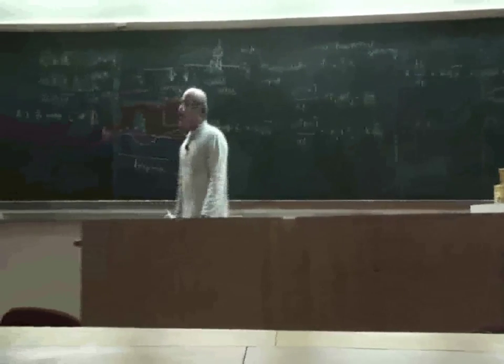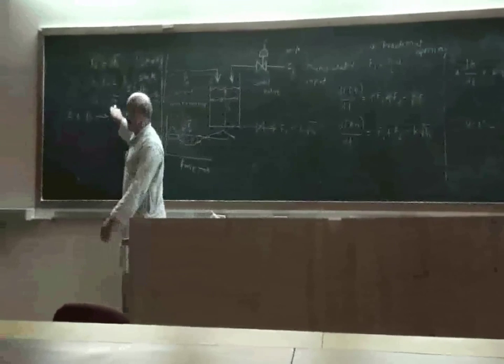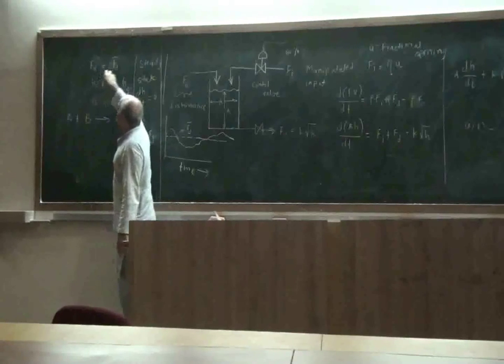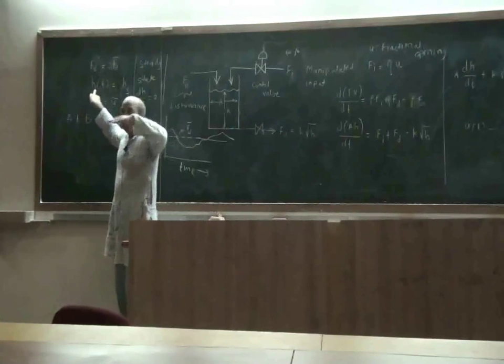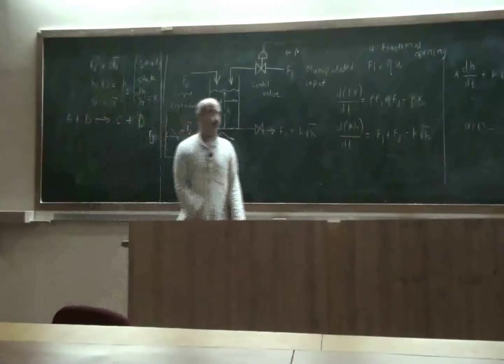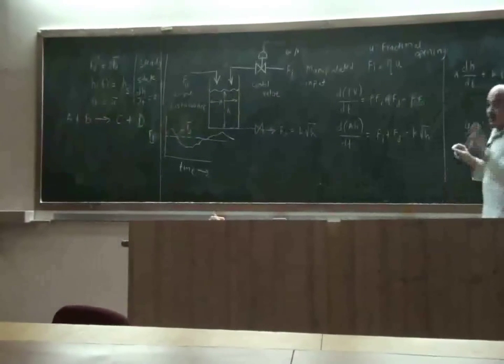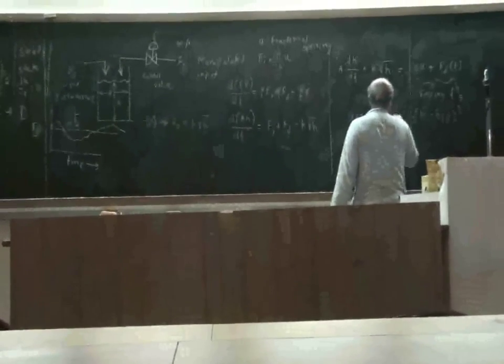Let's take this situation where Q bar is the value, the valve position, for which when FD is equal to FD bar, level is exactly at HS. Okay? Now, what I'm going to say is that the difference between UT and U bar is going to be some constant.